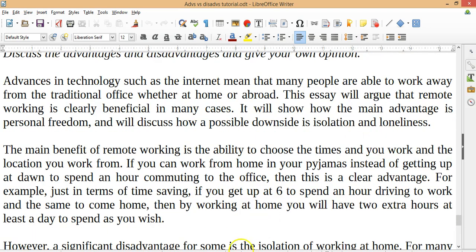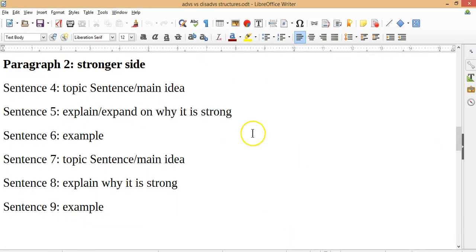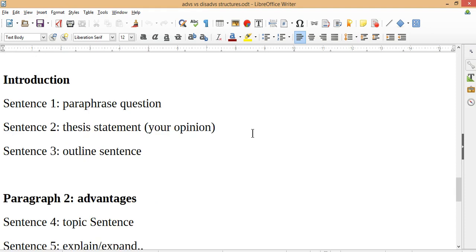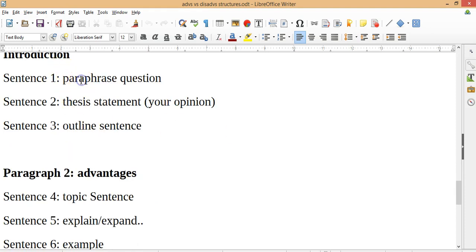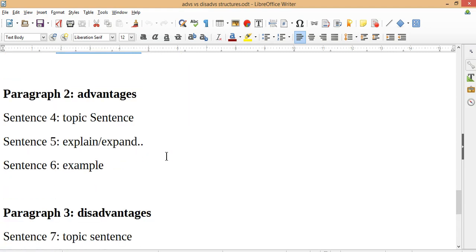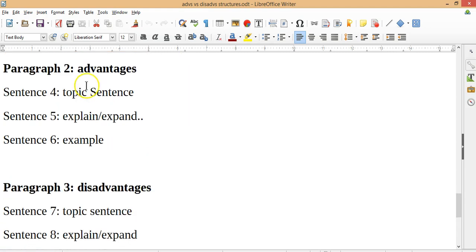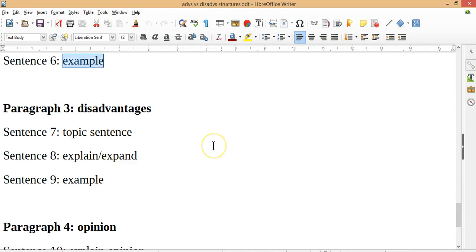So the structure of this is you paraphrase your question first, thesis statement, what you think, and again outline sentence. Then it's basically the same. Your topic sentence, explain, expand, and then example, your disadvantage, topic, explain, example.